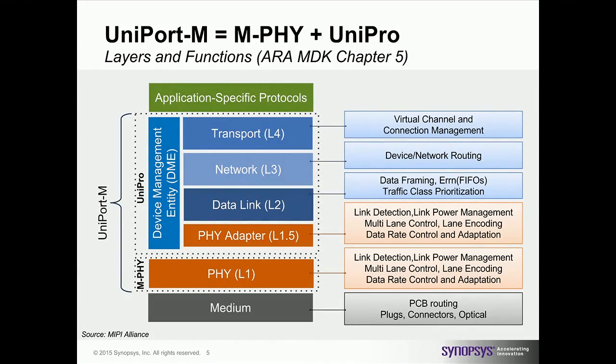But the common denominator for all these modules, of course, is UniPort-M. And UniPort-M, as was already talked about before, consists of two specifications, MIPI M-PHY and MIPI UniPro. So when we look at the implementation itself, we call it UniPort-M. This is a chip-to-chip interface that provides a reliable link between module to module.